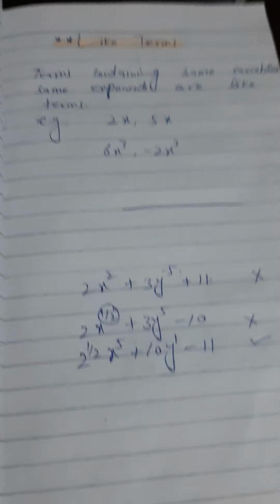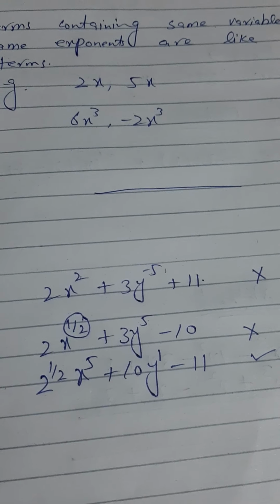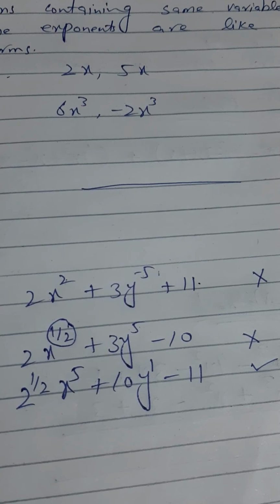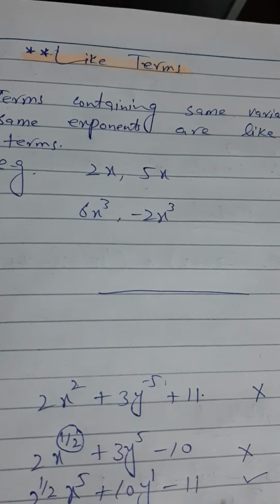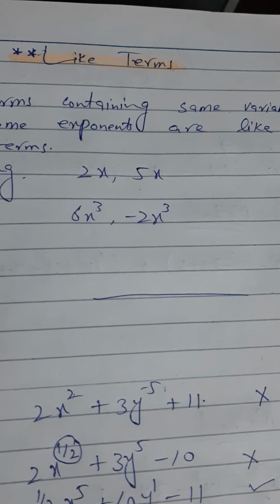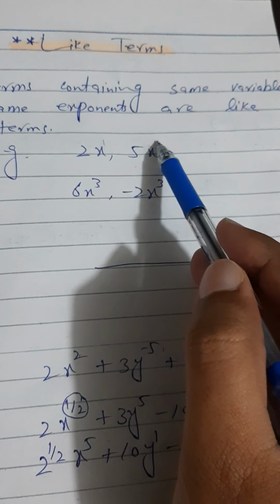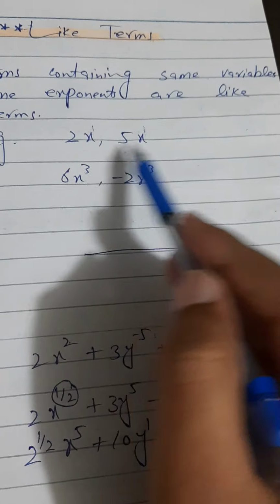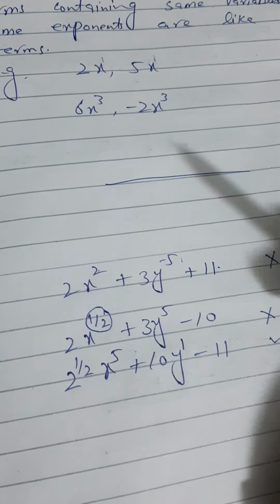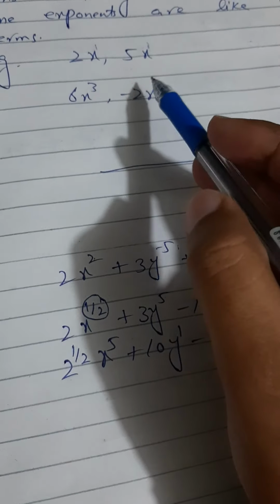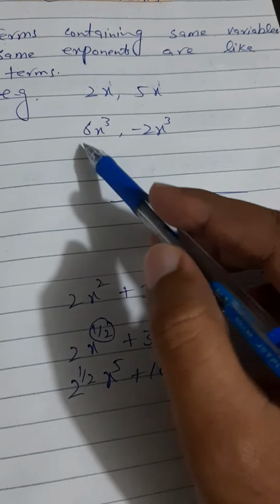First condition is that they have same variables, like if there is x in one term, in both terms there should be x. If there is y, in both terms there should be y. So first there should be same variable, and second condition is that their exponent should be same. So just like these examples, in the first example the exponent of x is 1 in both cases, so it's an example of like terms. In the same way, the exponent of the variable in the second example is 3, so it's also an example of like terms.